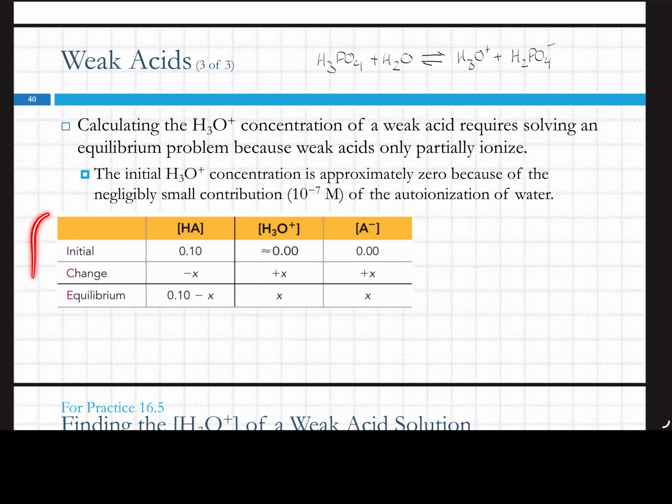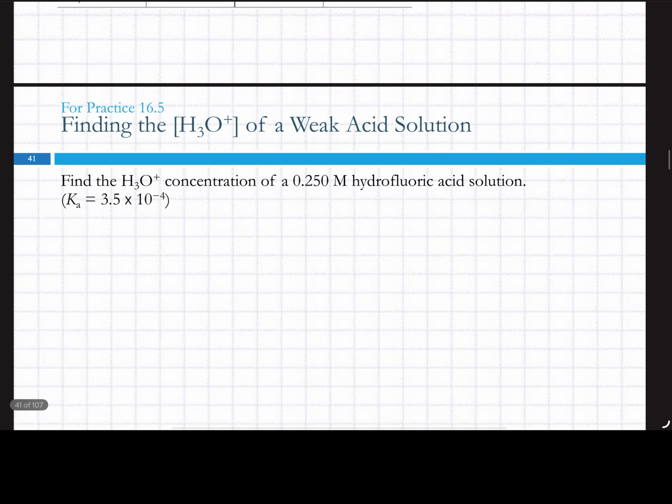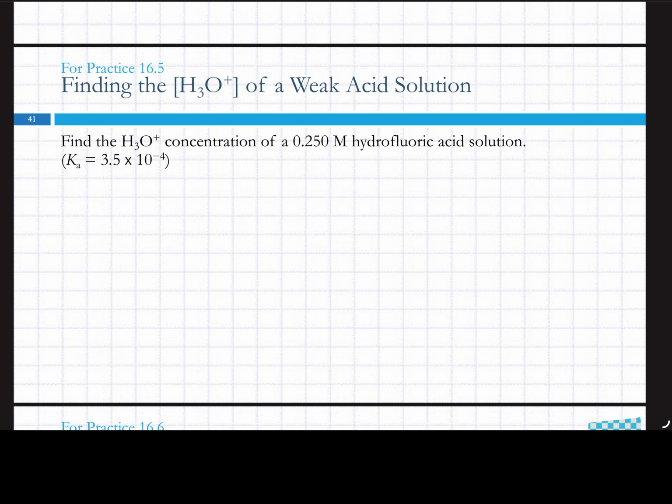So when we're doing this, this ICE table is pretty much the ICE table that we're going to have almost every time. And then at the end, we'll have to consider if H3O plus from water is significant at 10 to the minus 7. I would recommend writing out the actual equation, the chemical reaction that's happening. So we've got hydrofluoric acid plus H2O in equilibrium with H3O plus and F minus.